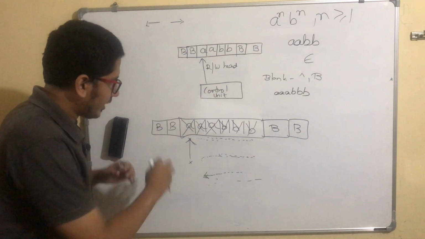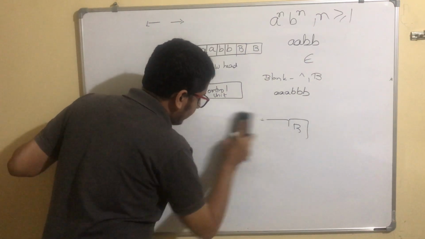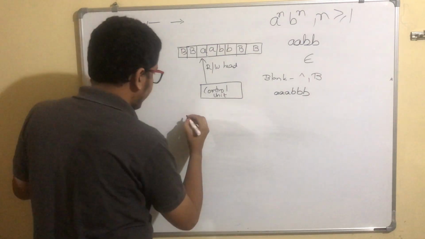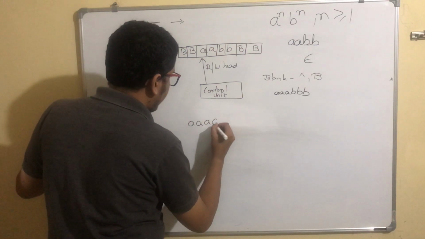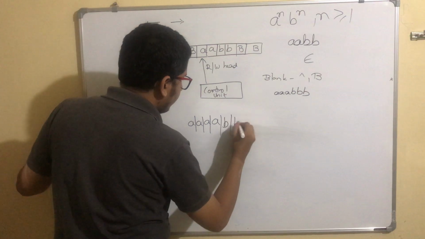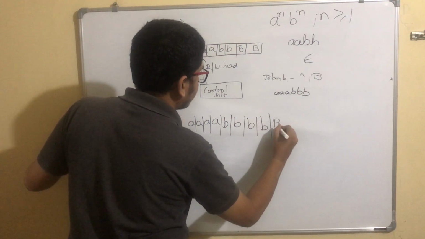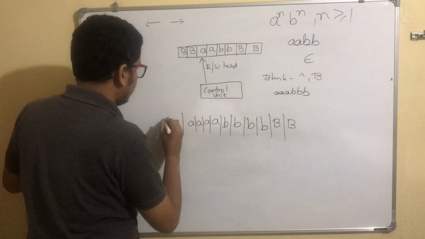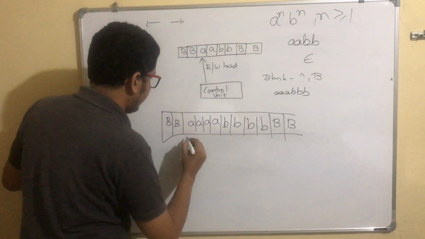Let's take 4 A's, just to get a clear idea on how it works, and then we'll see how to design a Turing machine. Okay, so A, A, A, A, B, B, B, B, then blanks, right? These are the blanks. So how will it work? Initially it will be here.